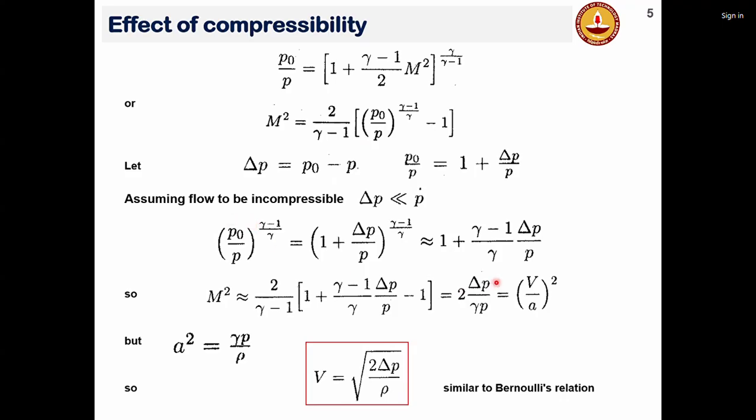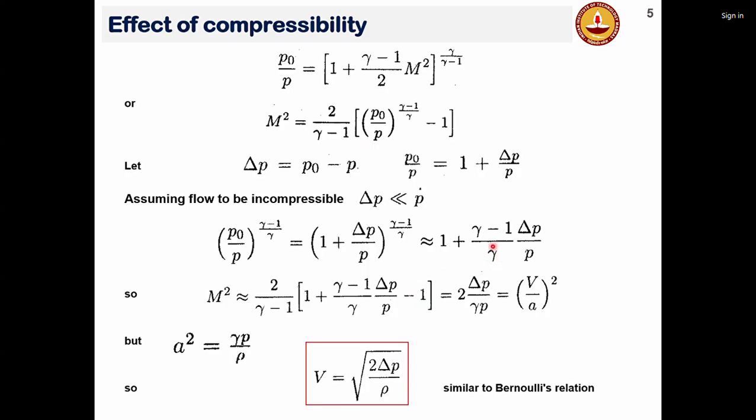Now, the question is, under that assumption, whether this equation, which is derived for compressible flows, recovers the incompressible flow equation, which is the Bernoulli equation. So when delta P is much less than P, P naught by P you have found here, just substitute here. So that will be (P naught over P) to the power (gamma minus 1) by gamma, which will be equal to (1 plus delta P by P) whole to the power (gamma minus 1) by gamma.